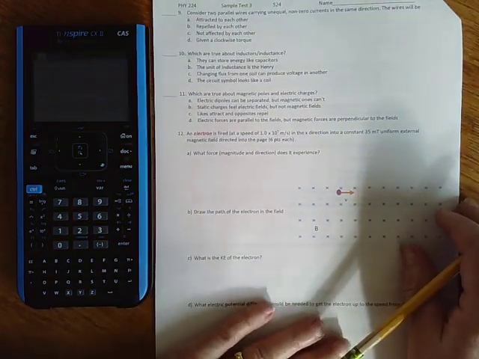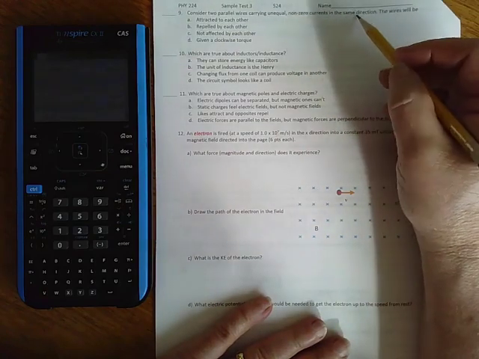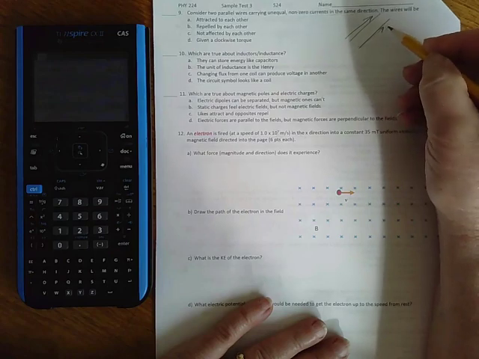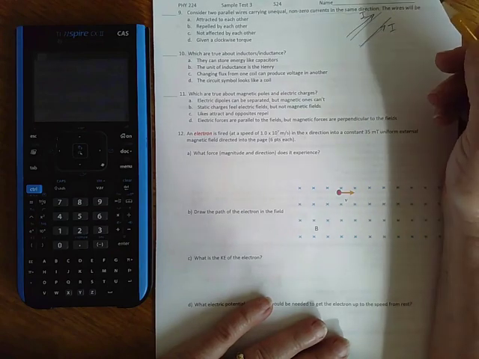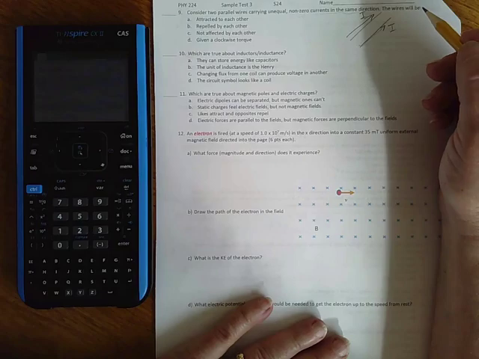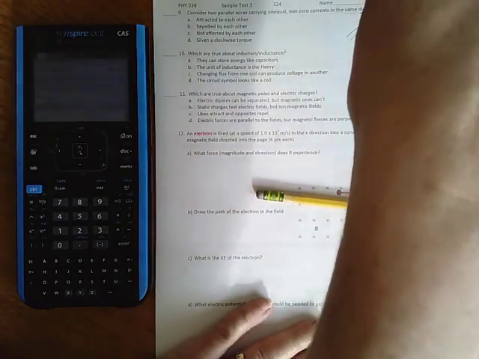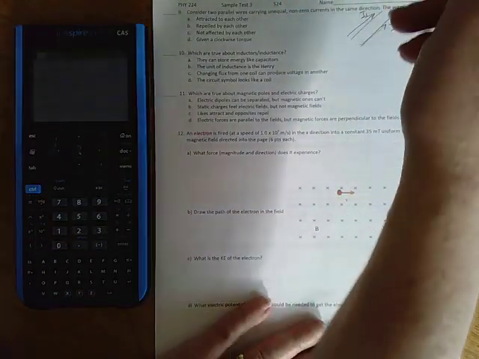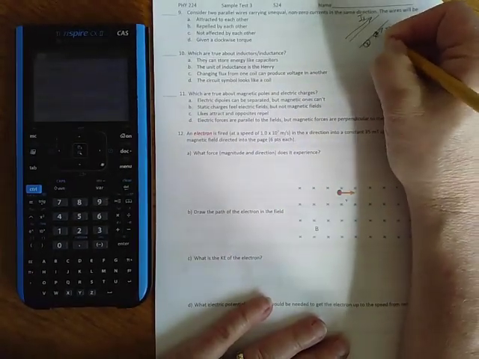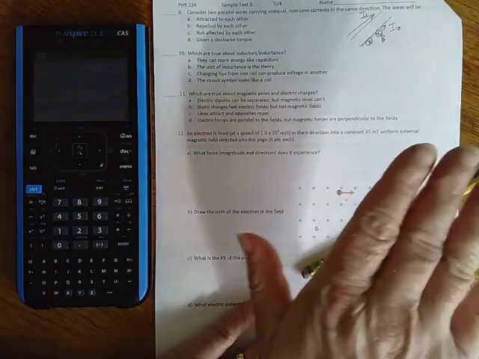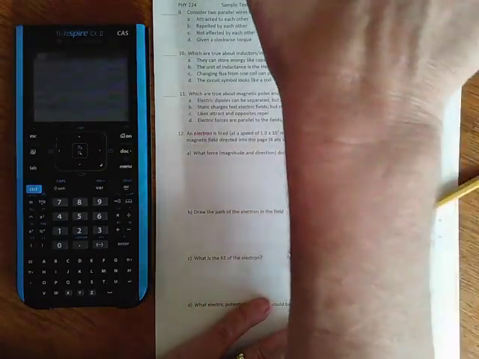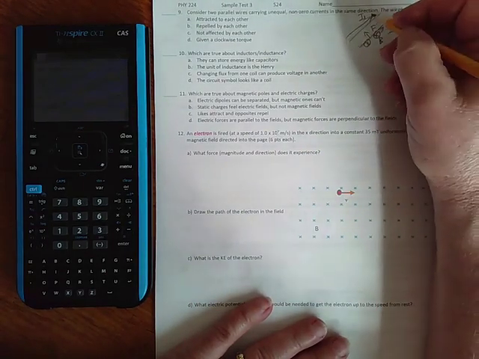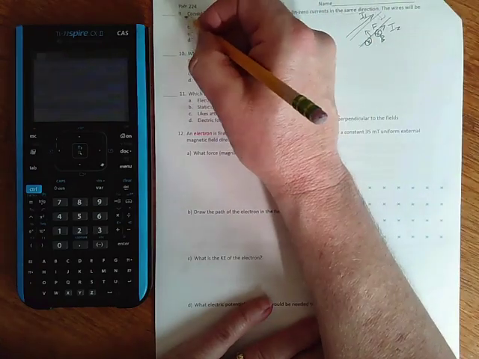Number 9. Consider two parallel wires carrying unequal non-zero currents in the same direction. So we got two wires with current in them. They're not the same size, but they are going in the same direction. What will happen here? If we call this 1 and 2, the field from 1 is going down here. Then if we do I cross B, the force on this wire pushes in, and they do the same thing to each other, so the other one will also be pushing in, so they are attracted to each other, A.